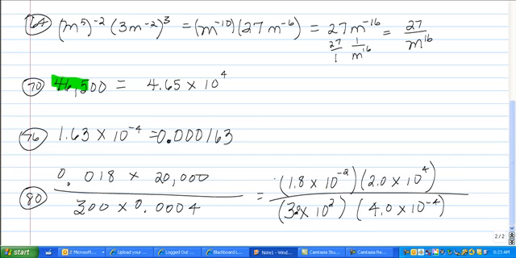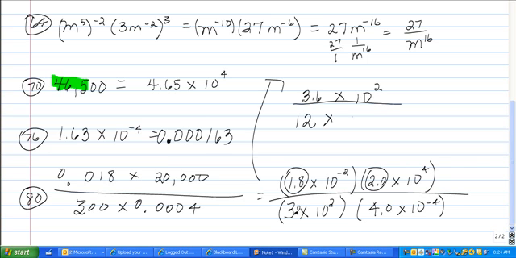Okay, looks like I'm going to have to move up here to finish this one. So 1.8 times 2 is 3.6. We multiply these numbers. Then we multiply our powers of 10. That's going to give us 10 to the positive 2. Divided by 3 times 4 is 12, times 10 to the negative 2, if we multiply these together.